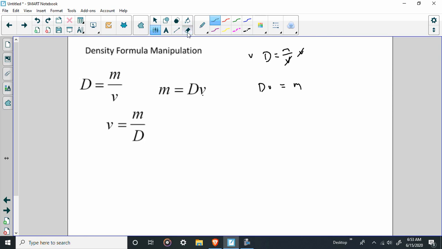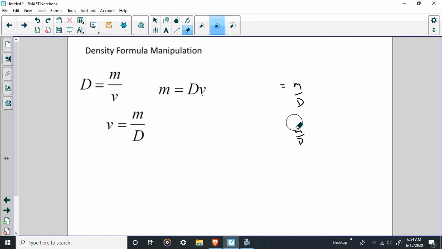And the other thing you guys should know, if you want to take this a step further, if I want to divide both sides by density, I can also say volume is equal to mass divided by density. Okay, so these are your 3 different formulas. You guys should know how to manipulate these formulas at this point.